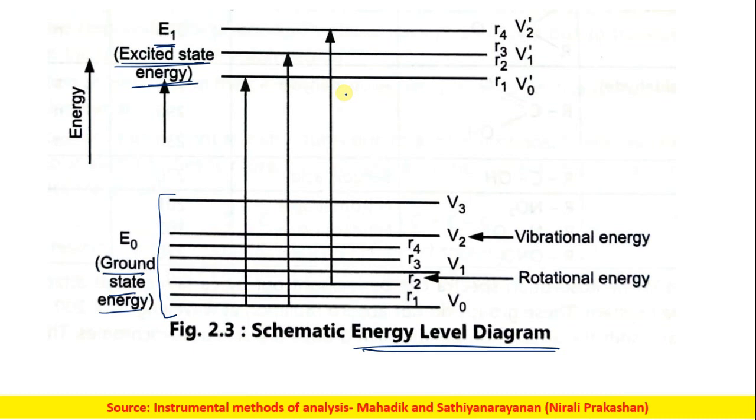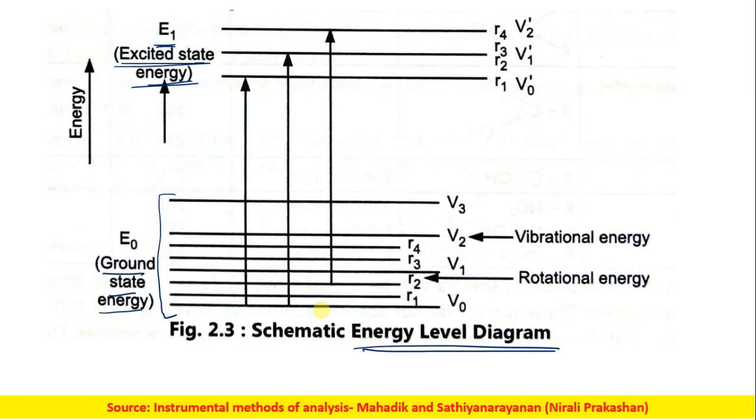Then again from there it comes back. This is called absorption and emission spectroscopy, and it happens in UV and visible spectroscopic techniques, where you have this electron absorption and emission happening.